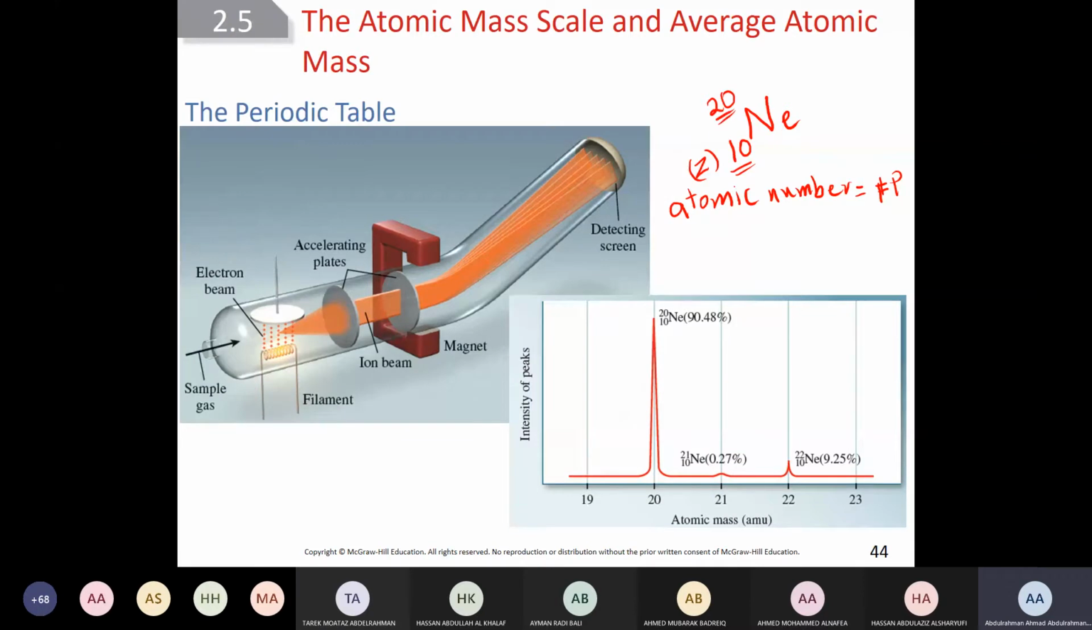All right. What's this? Mass number. Very important. Mass number. Which is equal to what? Proton plus neutrons. Clear? Proton plus neutrons. Very good.